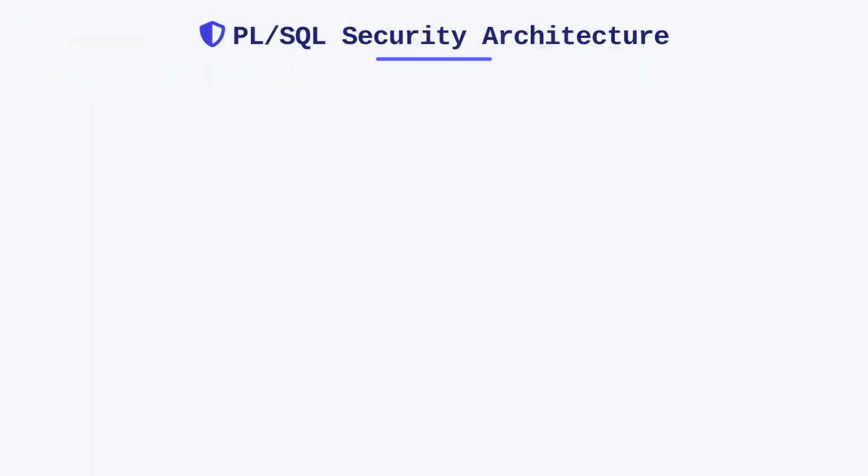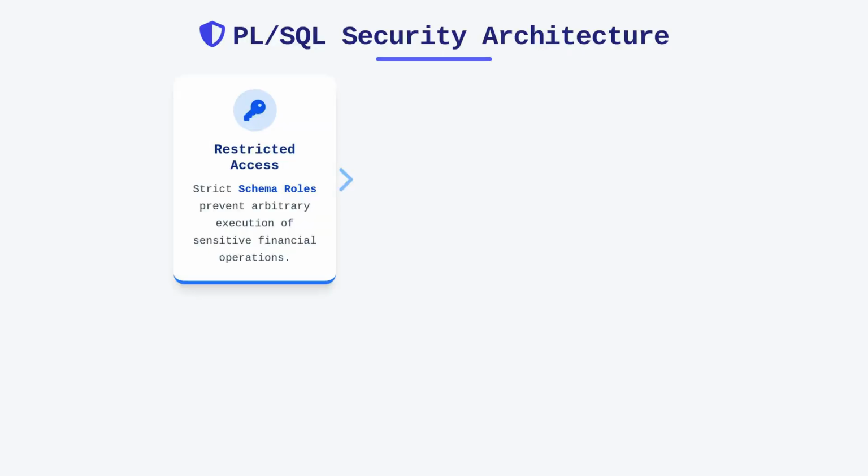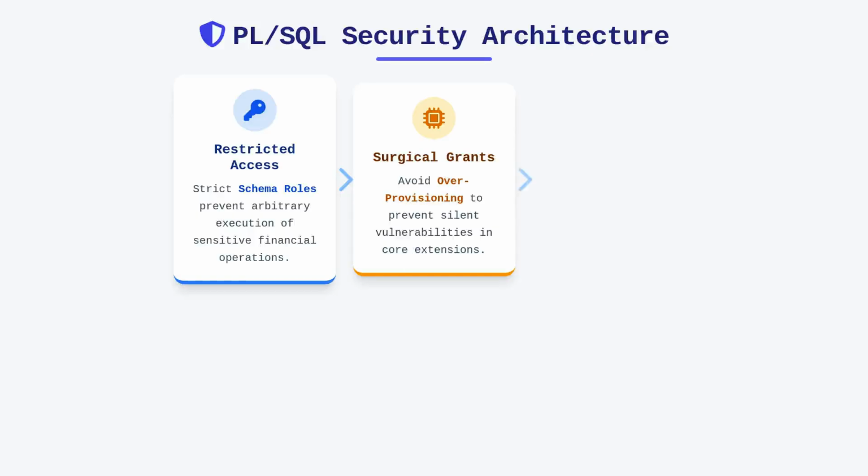Security is intrinsically woven into these PL SQL packages through the use of execution rights and restricted access paths. FLEXCUBE does not allow arbitrary execution of all package procedures by application users. Instead, it enforces a strict security model where only authorized schema roles can trigger sensitive financial operations. This means that when you deploy custom extensions, you must be surgical in how you assign grants, as over-provisioning access can lead to silent security vulnerabilities within the core.